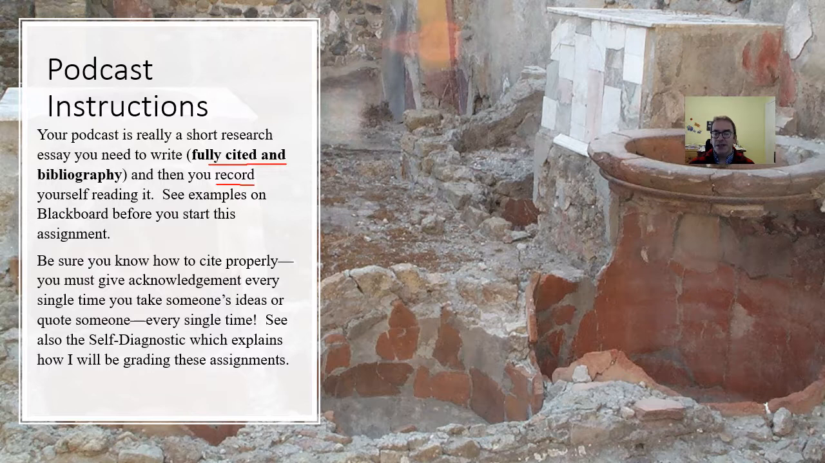One thing to remember, this is a history class, and this is probably the same for all of your other classes too. You have to cite properly. You need to give acknowledgement anytime you take someone else's ideas or you quote someone, and that's every single time. I will give you something called a self-diagnostic, with a series of checkoffs on what you should be doing in this essay. It'll say, for example, my essay is about 750 words, and I know that I will be marked down if it's shorter. You'll check that off, and that will help me to grade these.